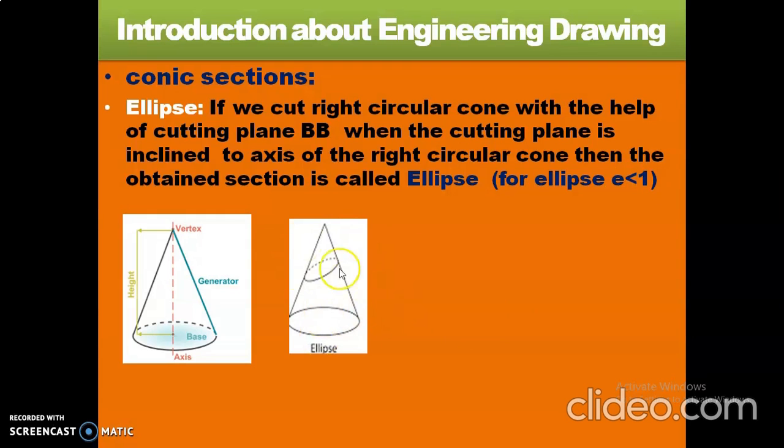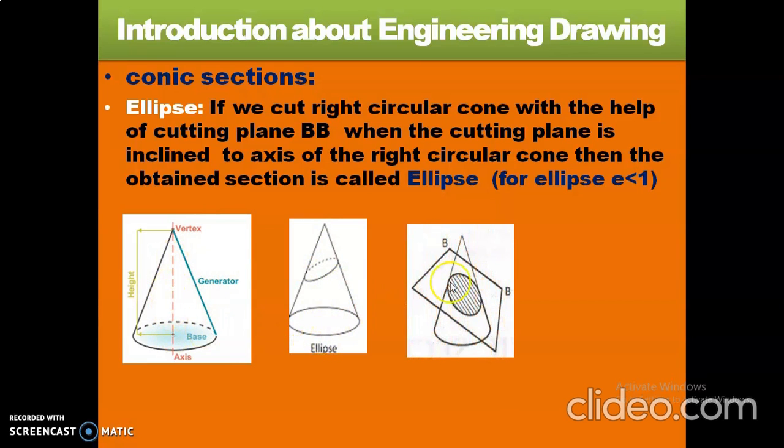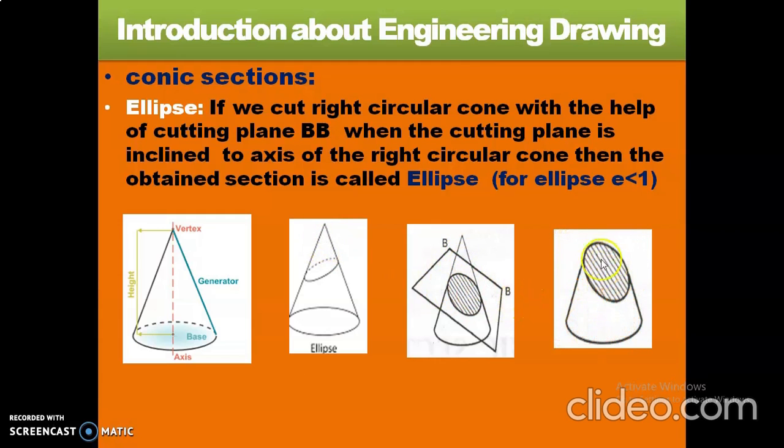Once again, listen, how can we get the elliptical shape? If we cut the right circular cone with the help of the cutting plane BB, this cutting plane should be inclined to the axis of the right circular cone. If we remove the top portion, it will appear like this. This is the elliptical shape.